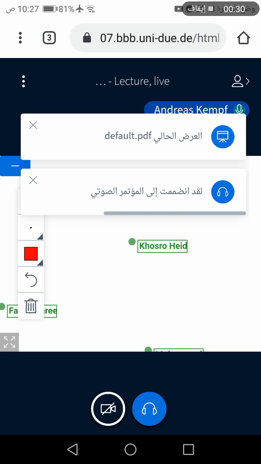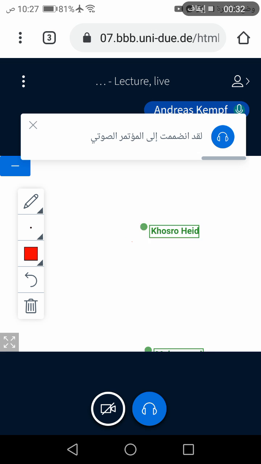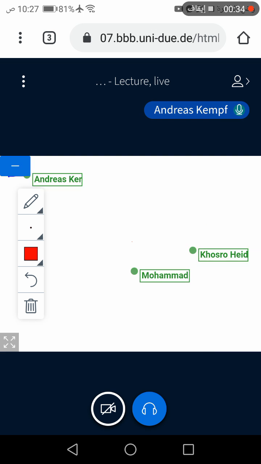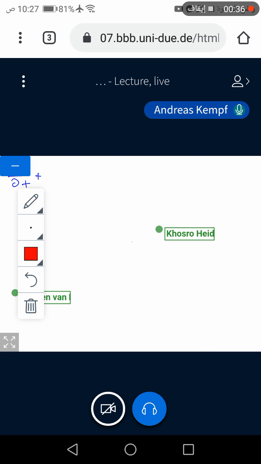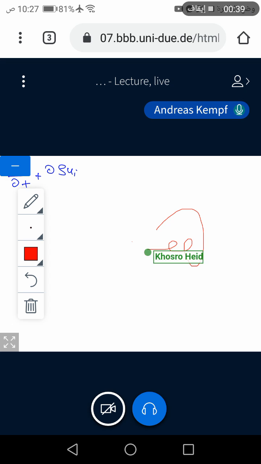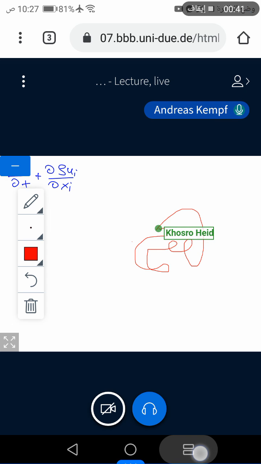So we start with the conservation of mass, okay? So we have ∂ρ/∂t plus ∂(ρ u_i)/∂x_i.